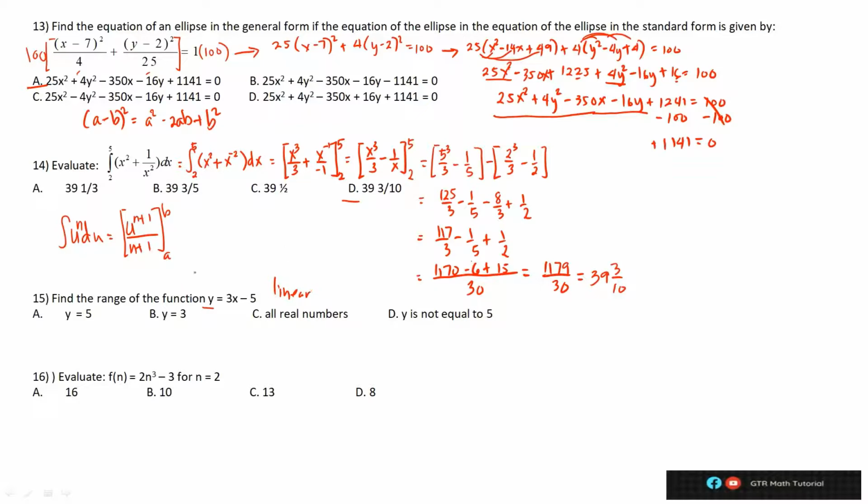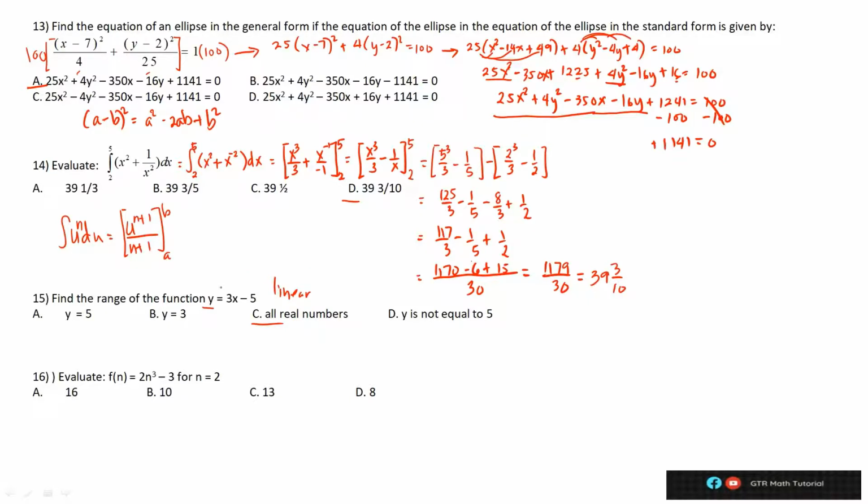So ibig sabihin, dire-diretso yung graph niyan from left to right, from sa bottom hanggang sa pinakamataas, may graph yan. So therefore, ang domain at range niyan ay all real numbers. So hindi na kailangang isolve yan. So automatic, pag linear, all real numbers ang domain and range natin. Okay? So wag lang horizontal line. So basta hindi horizontal line at vertical line, ang domain and range nun ay all real numbers.